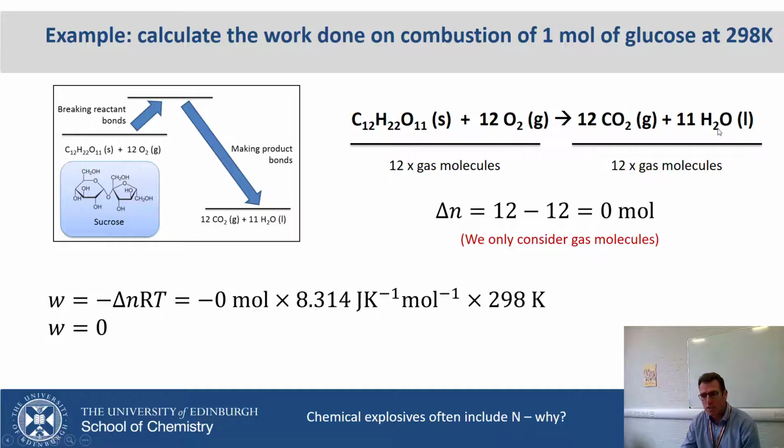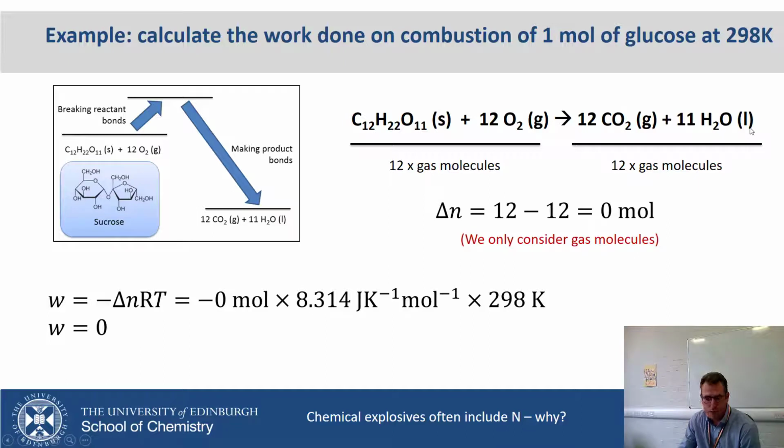Obviously, if we wanted to know the work of expansion done, say for example, before all of the water as a gas returned to water as a liquid, well then we would write this L here as a G, and then suddenly we'd be going from 12 gas molecules to 23 gas molecules, so delta N would be 11. So in that scenario, the system will be doing a large amount of work. It will be 11 times 8.314 times 298.